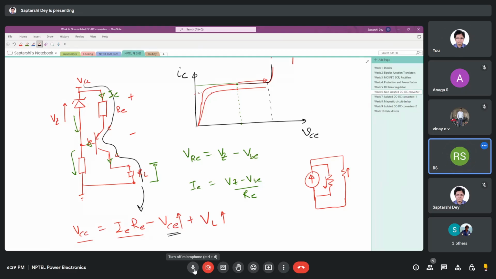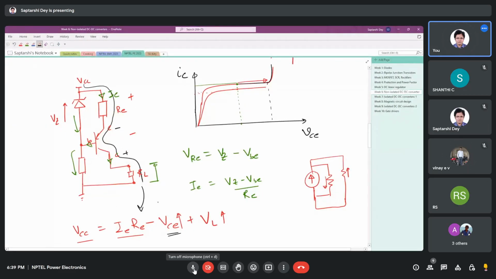This equation is correct, right? Did I make any mistake in writing the signs? When I write VCE it should be plus or minus, so it should be minus VCE. So it is correct: VCC is the IE RE drop, minus the VCE increment, and then VL is like this. Yes, it is correct. Okay, sir, we can proceed.